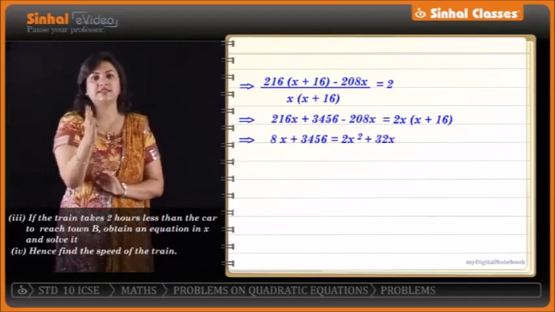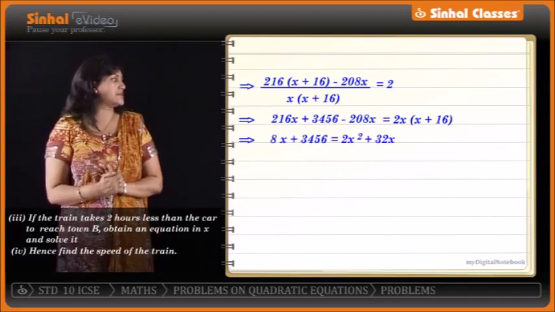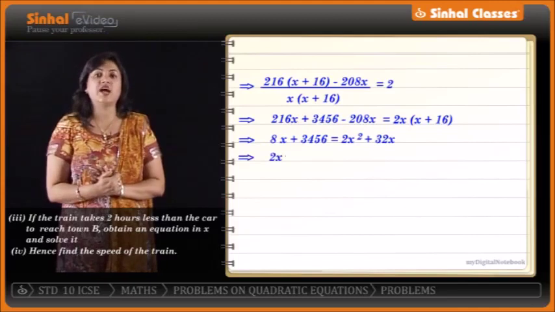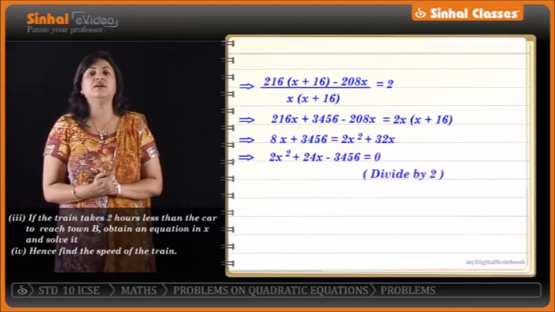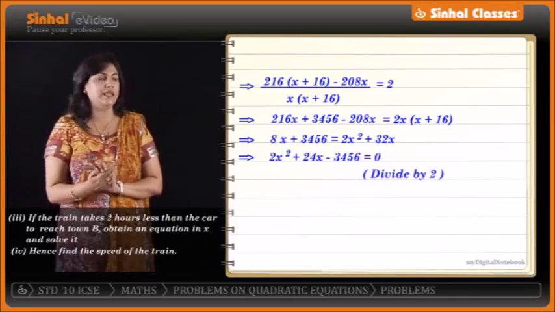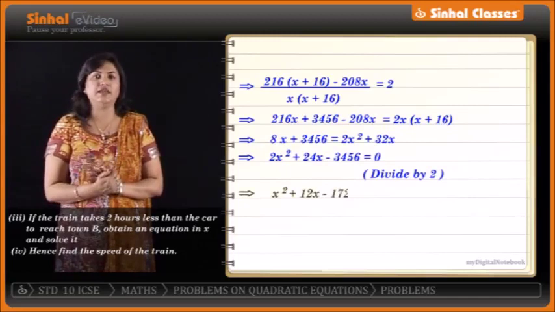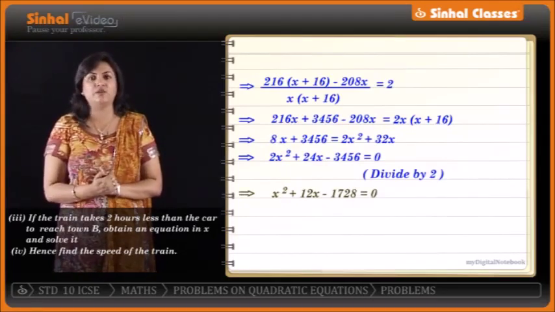Take 8x to the other side, we get 24x, and 3456 take to the other side, we have minus 3456 equal to 0. Now we divide this equation throughout by 2 and get x square plus 12x minus 1728 is equal to 0. We have got the quadratic equation.